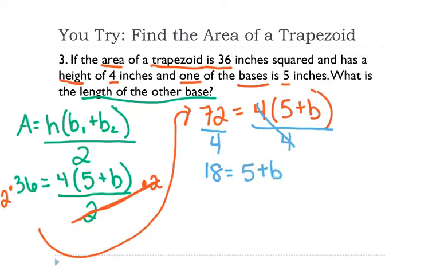So now you have a one-step equation that you're going to solve. You're going to subtract 5 from both sides. So you get b is equal to 13. Now you have what your base is. You just have to give what the units are. So it's going to be 13 inches.